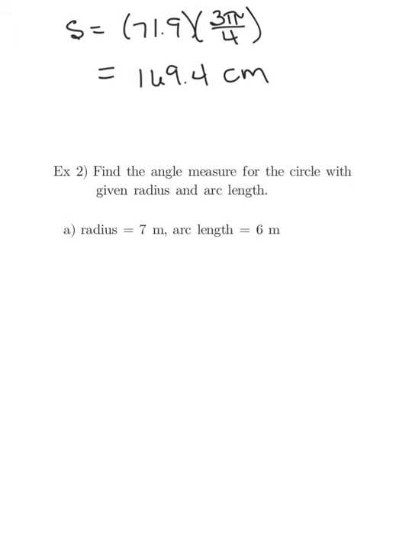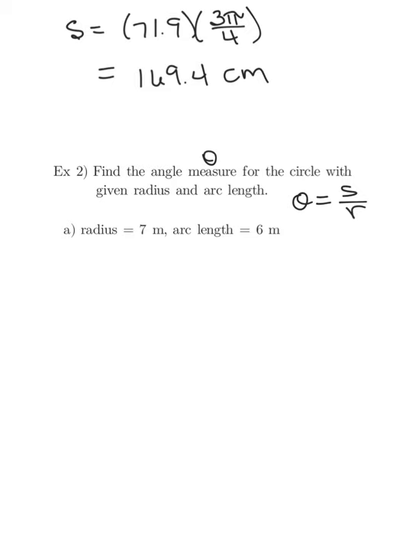On example 2, we are asked to find the angle measure. That means if you are looking for angle measure, you are looking for theta when you have a given radius and arc length. So we are going back to the version of the formula of theta equals S over R. Remember, arc length is S and R is radius. On problem A, we are given that radius is 7 and arc length is 6. Both of these are measured in meters.